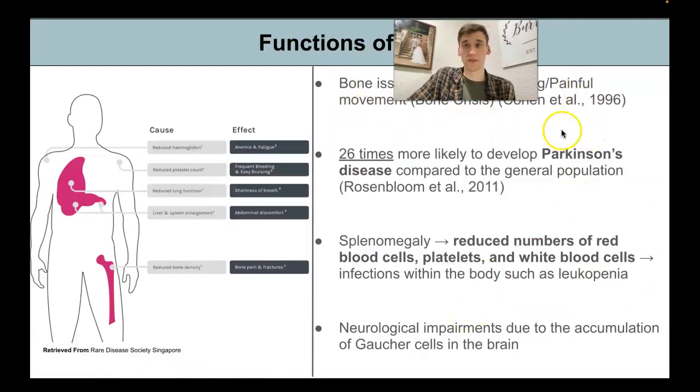So with the bone issues, we have difficulty moving and painful movements. Something that's really interesting here is that you're 26 times more likely to develop Parkinson's disease compared to the general population. They think this is due to the fact that the Gaucher cells are impacting the nervous system.